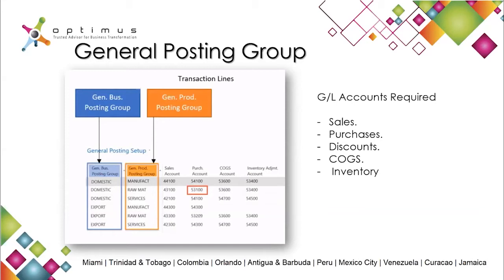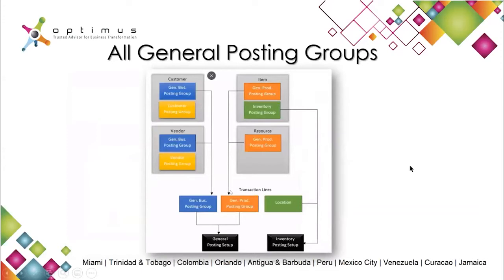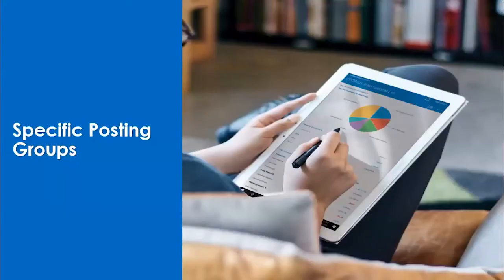Okay, let's move on from here. Now we are going to review all the general posting groups. So we have the customer, the vendor, the item, or the resource, and here we are going to generate the specific transaction lines that you see in your documents. Remember, this is all general. All the information you require for the general posting groups related to trading is in this last diagram. Let's now move to the specific posting groups.